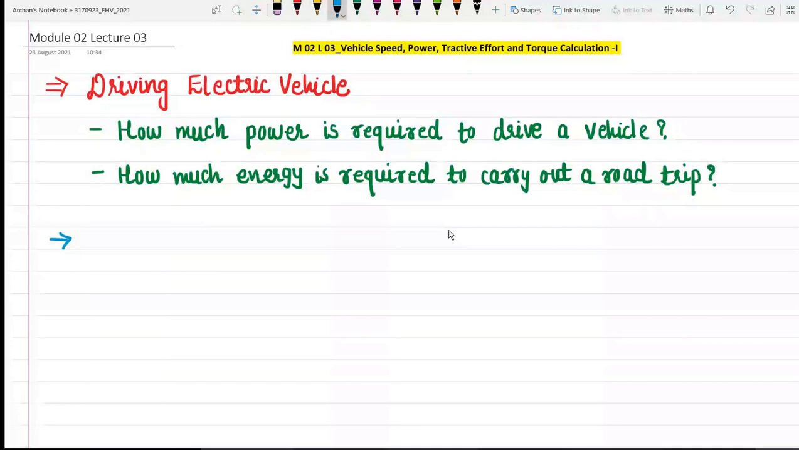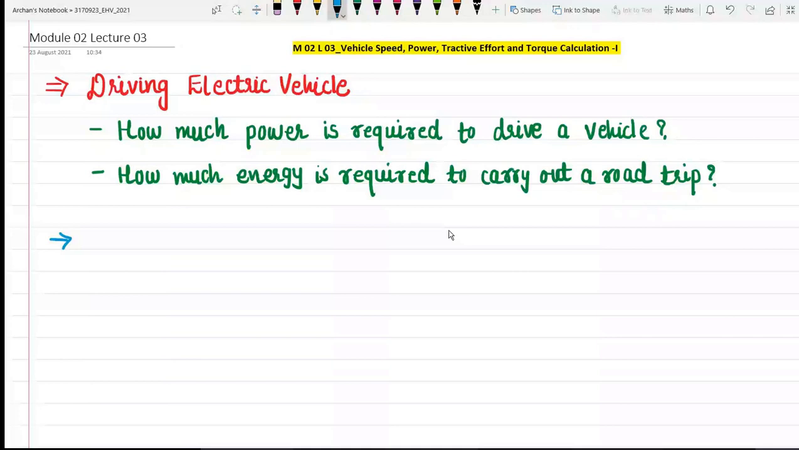Apart from this, the pollution created by petrol vehicles is also an added advantage of electric vehicles. So let us now try to compute all these parameters. So we know that the controller is there.